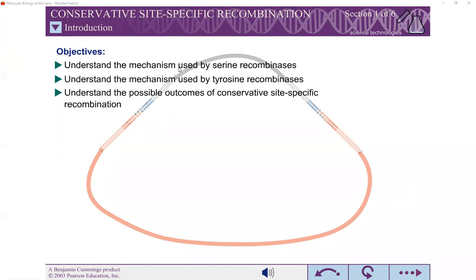We will have to understand the mechanism which is used by the serine recombinases during the process of recombination. We must understand what tyrosine recombinases are and how they act, and the last and most important point, we must understand the possibilities of conservative site-specific recombination. What is this conservative site-specific recombination, and how does it actually act in the cell? So please have a view.